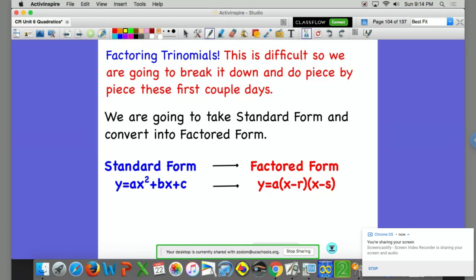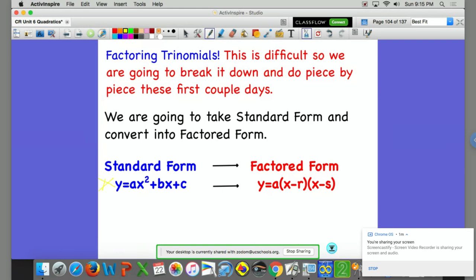So we are going to break it down and do it piece by piece these first couple of days. So I'm not going to try to teach you everything at once. It is something that we'd probably be able to do in class. But since we are online and we're only trying to take up about 30 minutes, we're going to break it down piece by piece. But the gist of this is we are basically trying to take standard form down here on the left, which is y equals ax squared plus bx plus c, and factor it into factored form, or transform standard form into factored form. And so it just makes sense that if we're trying to go to factored form, we're going to do that through factoring.